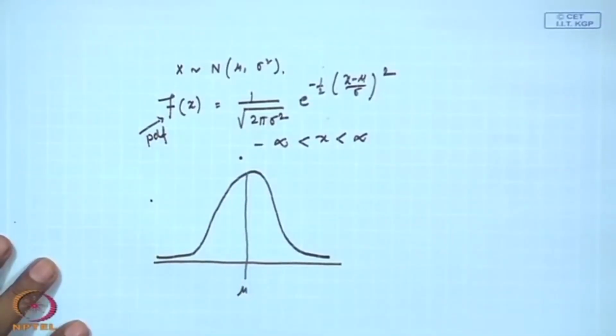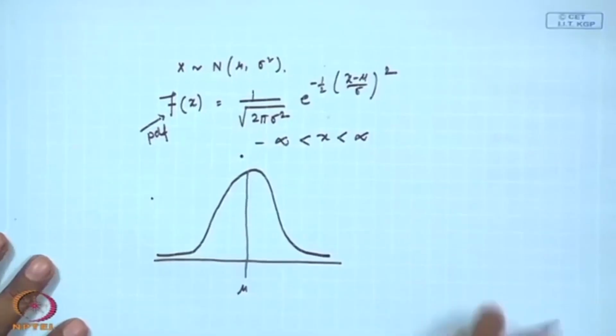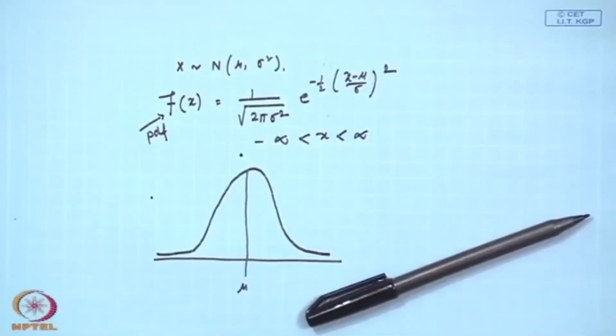So, what will be the equivalent distribution when the number of variables is more than 1? That will be our starting point in the next class. Okay then, thank you.